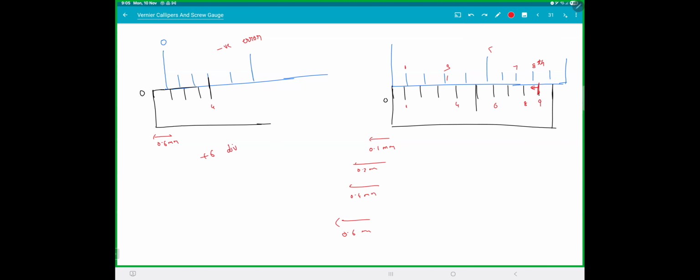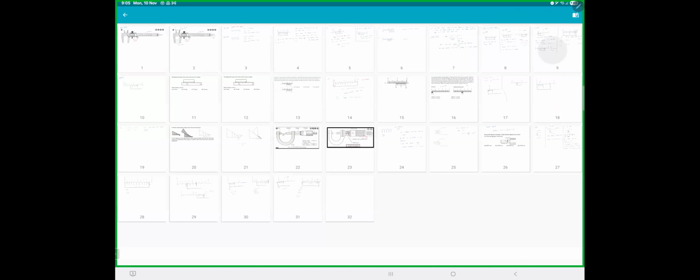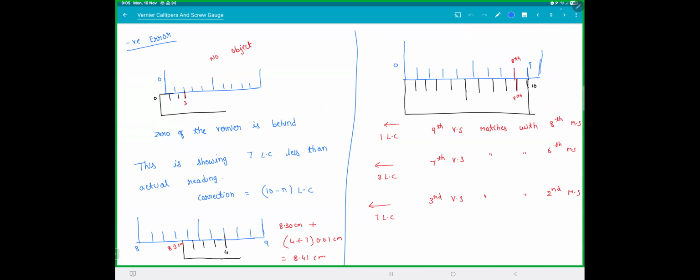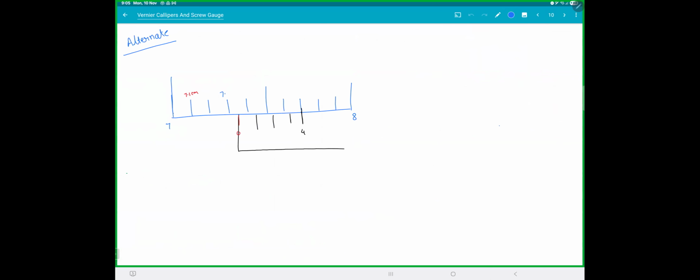Clear with this? This is how you do the problems normally. If you have a standard Vernier calipers, you generally don't have any issue. Answers will come, all great. But if you mess up the Vernier calipers, like they do in Advanced a lot, they'll give you non-standard Vernier calipers. So there's a better way to do these questions. Listen to this, simple concept. This was all that explanation, negative error, positive error, and everything. Now look at the alternate method.